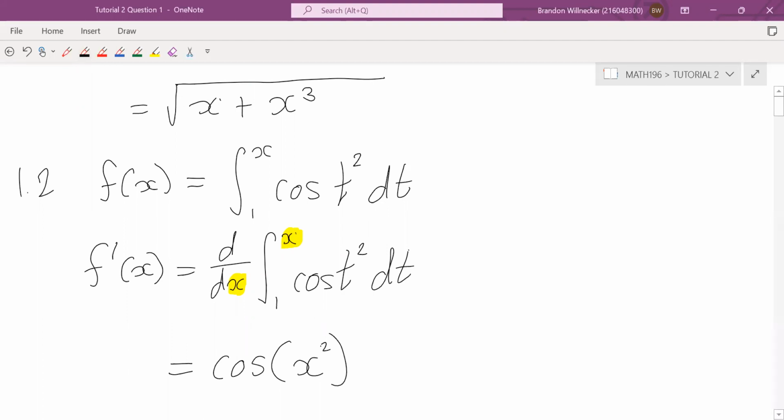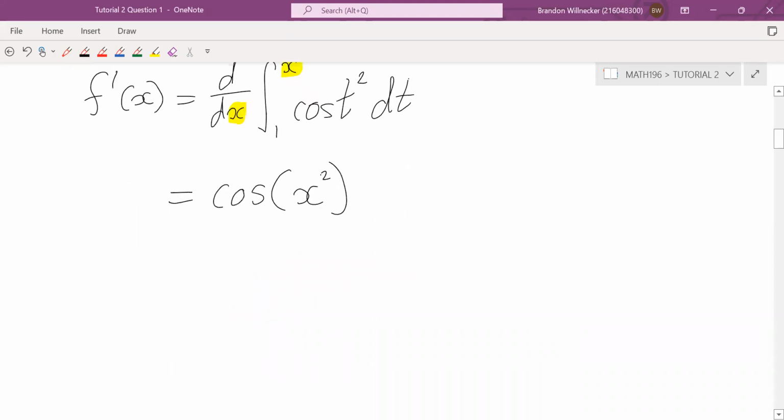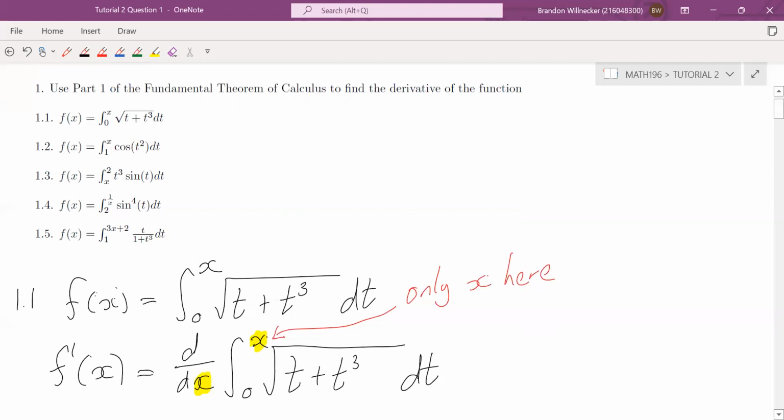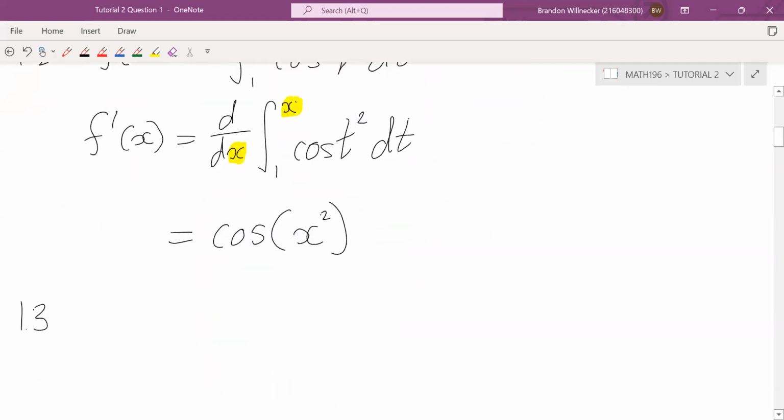Okay, so next one is 1.3. Let's have a look at that one. This one's a bit different. Now x is at the bottom. It's a bit different here, but we're going to use the same sort of thing.